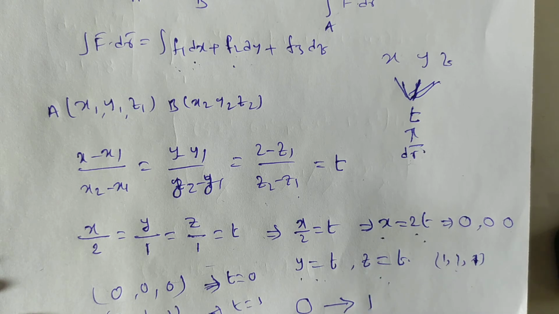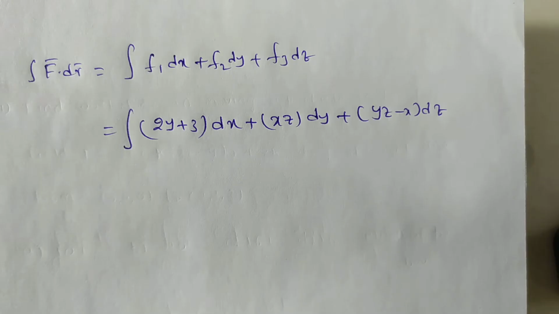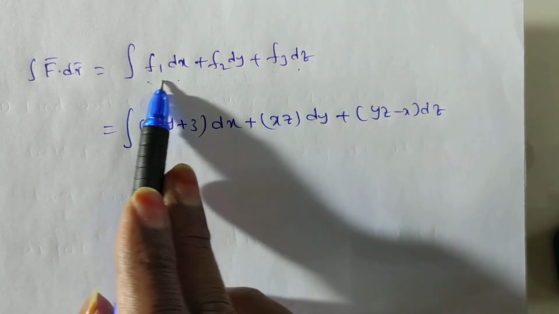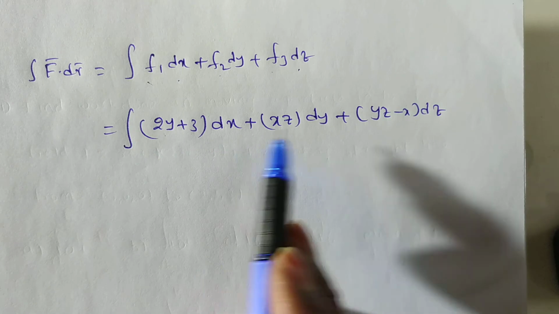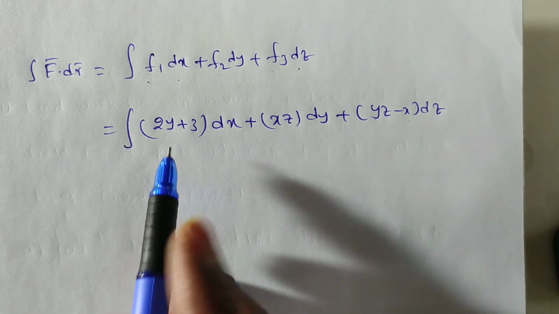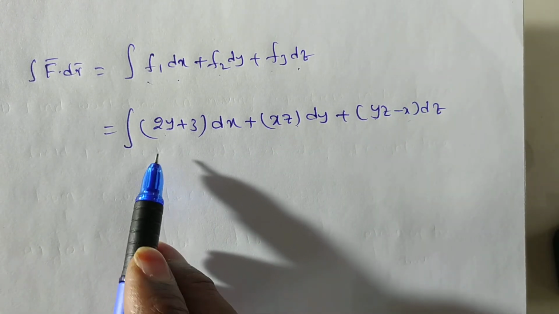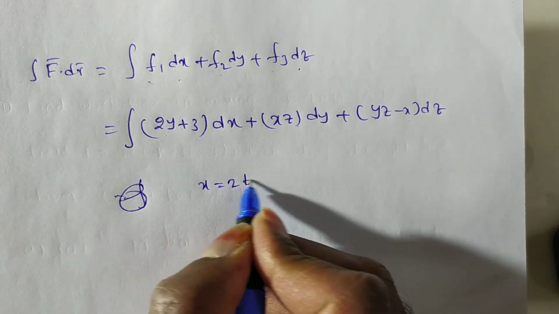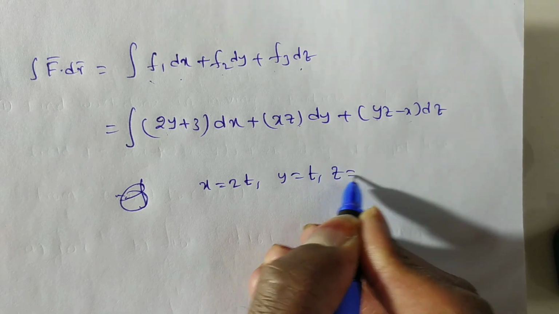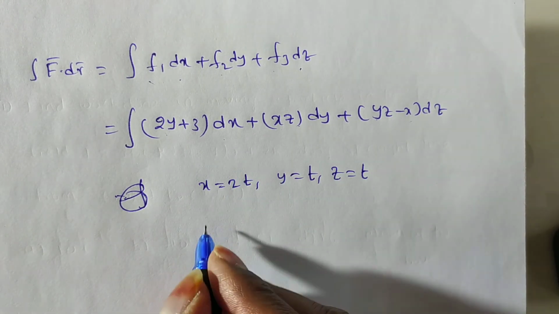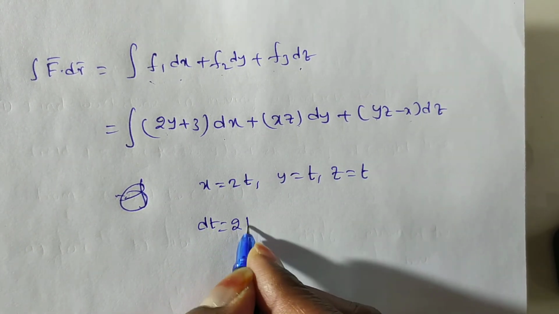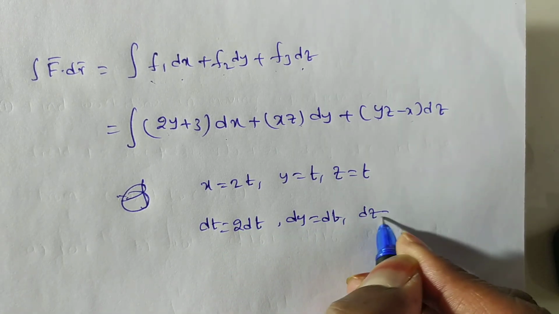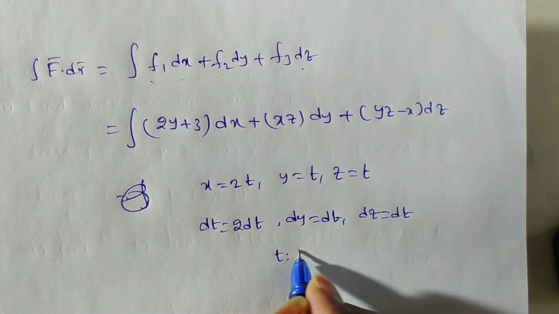So this is a parametric form. Yes. So integral f dot dr is equal to f1 dx plus f2 dy plus f3 dz, where f1 I have written already, 2y plus 3, f2 is xz, f3 is this one. So now we have to change x, y, z in terms of t. So x is equal to 2t, y is equal to t, z is equal to t. Then we have to change dx also. Then dx is equal to 2 dt, dy is equal to dt, dz is equal to dt. Limits are 0 to 1.